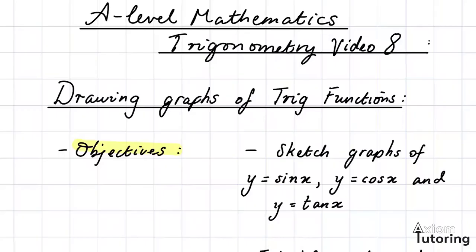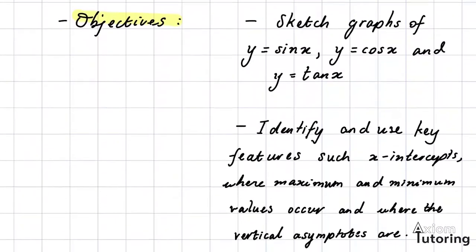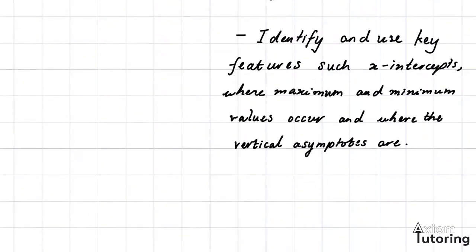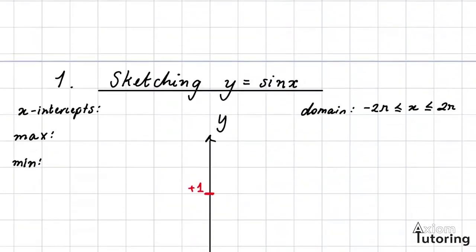In this video, we're going to focus on how to sketch the graphs of the trigonometric functions. Our objectives are to sketch the graphs of sin x, cos x, and tan x, and to identify and use key features such as the x-intercepts, where the maximum and minimum values occur, and where the vertical asymptotes are. This is specifically for tan x, because tan x is our function that has vertical asymptotes, okay?